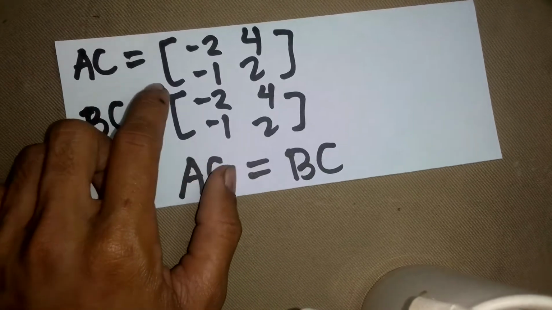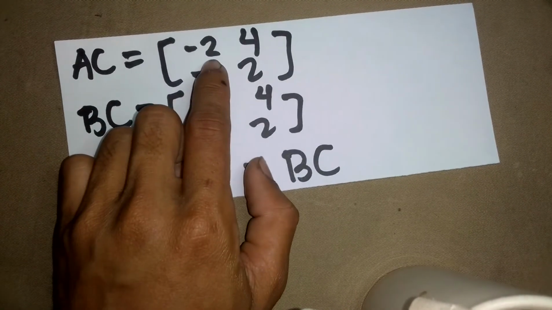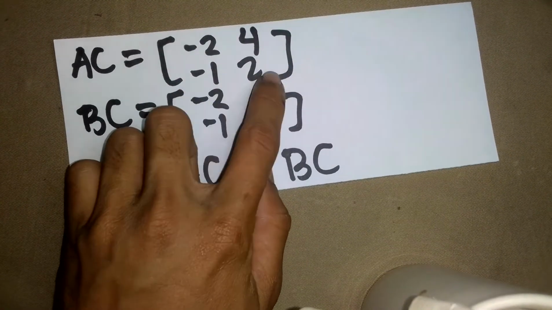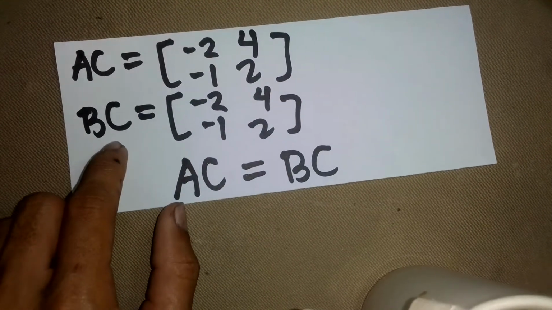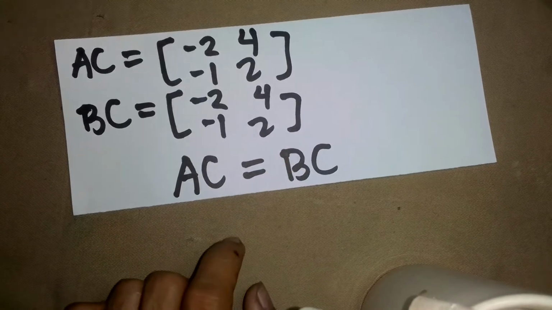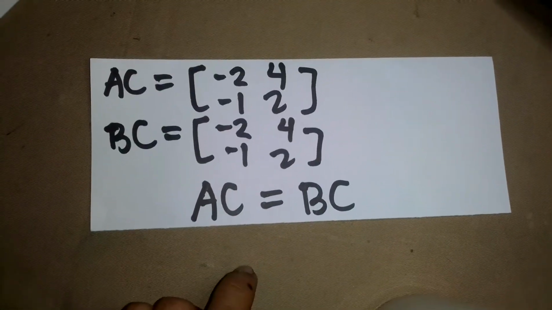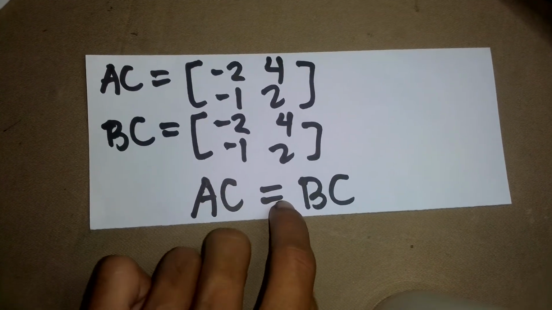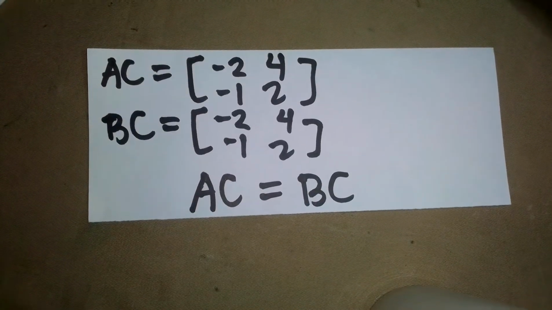Matrix AC is negative 2, 4, negative 1, and 2. Matrix BC is negative 2, 4, negative 1, and 2. We can say that matrix AC is equal to matrix BC.